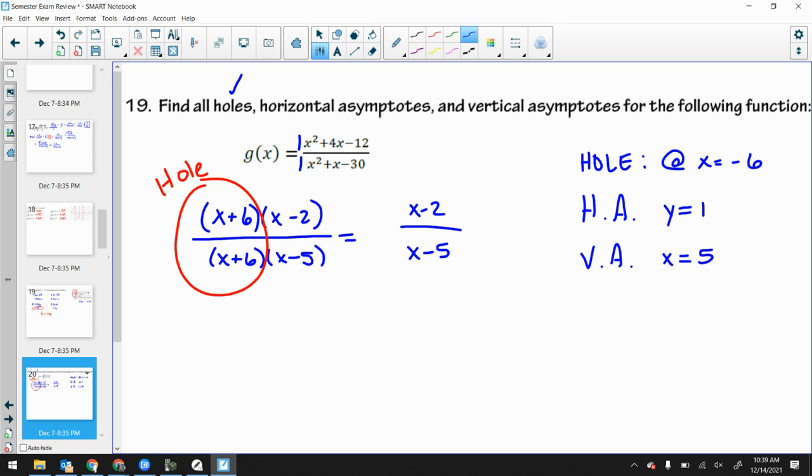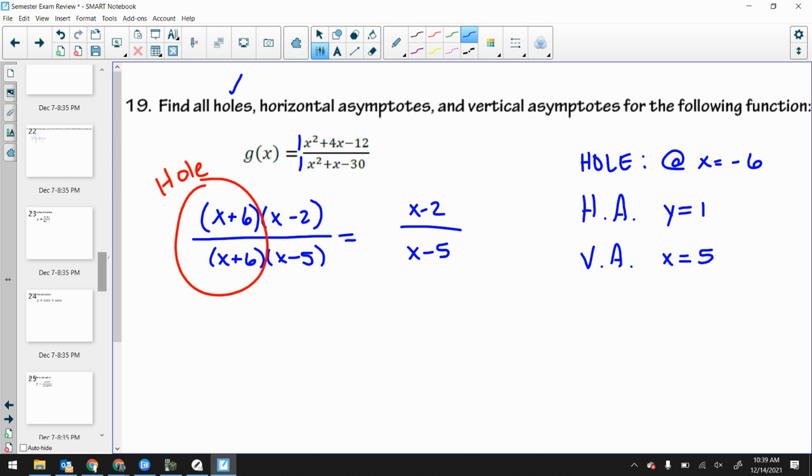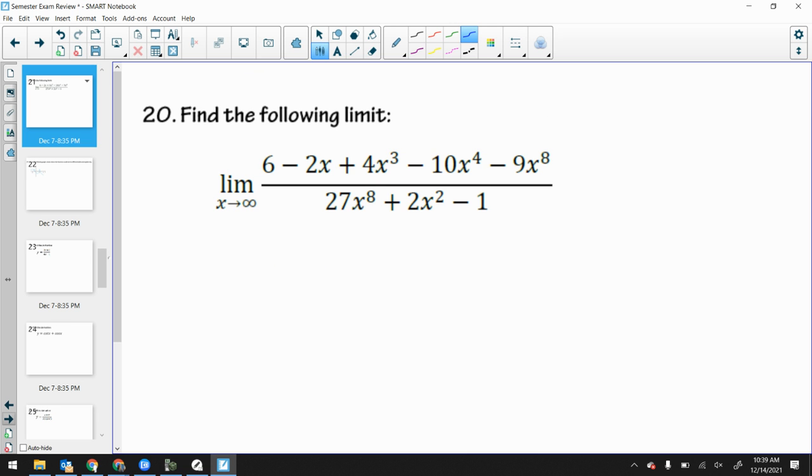Questions about that one? It's your weird graph. All right, let's keep going. Moving right along.